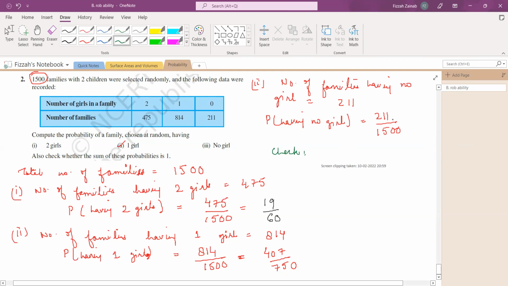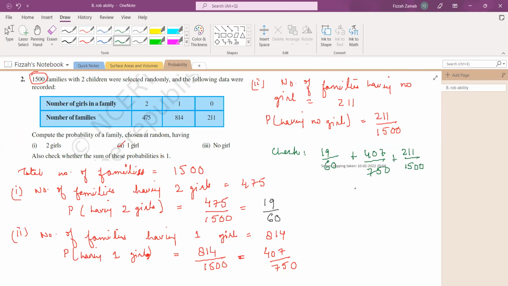So is it in simplest form? Can this be divided? Okay, anyway, you have to do your check. So you have to do the sum of all the probabilities, 19 by 60 plus 407 divided by 750 plus 211 divided by 1500. Yes, so how will you add it? Miraj, what is the method of adding fractions? What is the first step now? What will you do? Yes, Mridula, how do you add fractions?